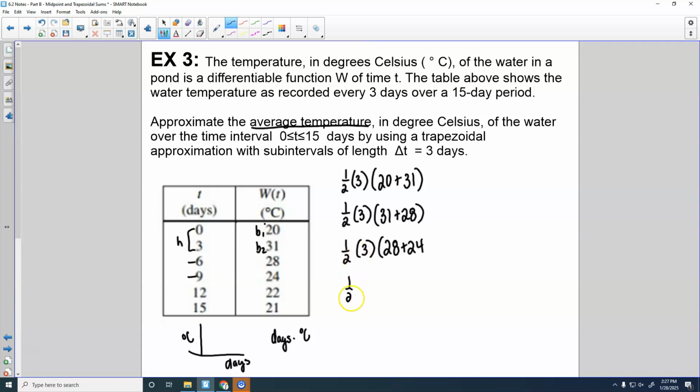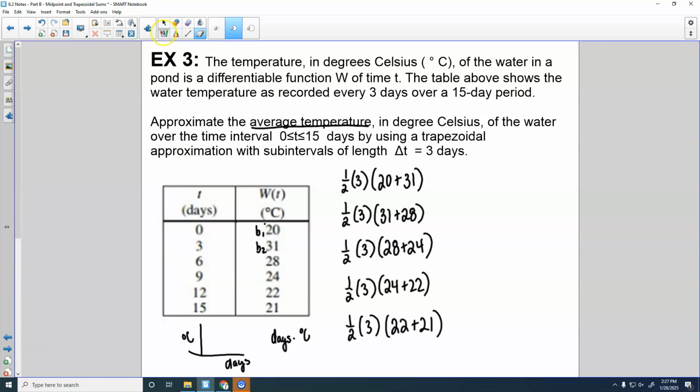Then we got 1/2 times 3, and we'll have 24 and 22. Next one, we'll have 1/2 times 3, and we'll have 22 plus 21. And that's going to be our 5 intervals. We've got 6 numbers, but we got 1, 2, 3, 4, 5 intervals there.